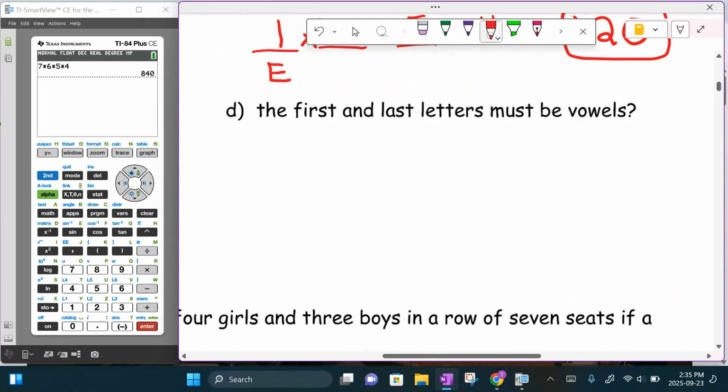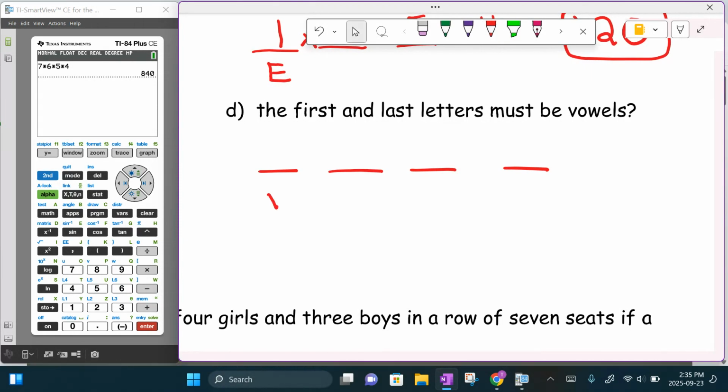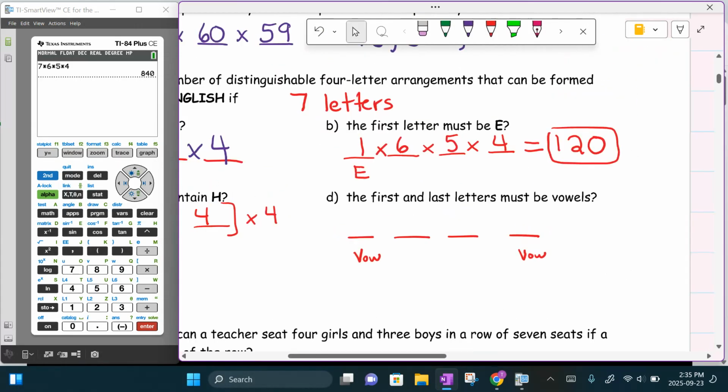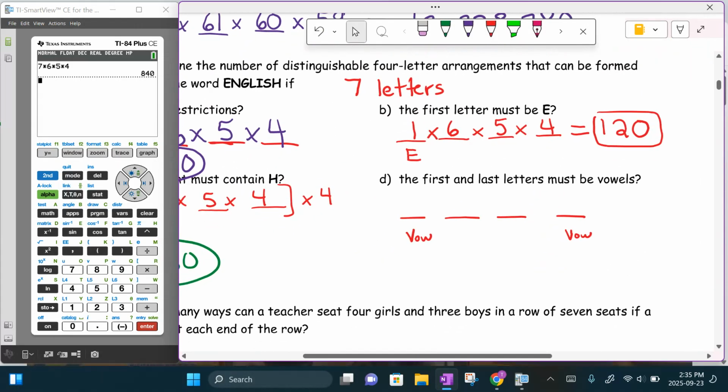All right, so first and last must be vowels. So vowel, vowel, whoopsie. Let's make sure we all understand what vowels are. Okay, so what's my first vowel in the alphabet?